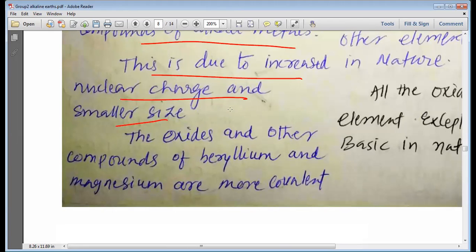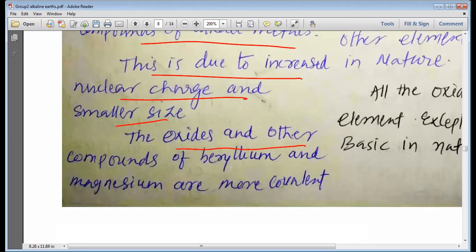So the charge density, or charge to size ratio, for alkaline earth metals is a little more, and that is why they develop a little covalent character as compared to the alkali metals, and that is why they are less ionic, but they are ionic in nature.